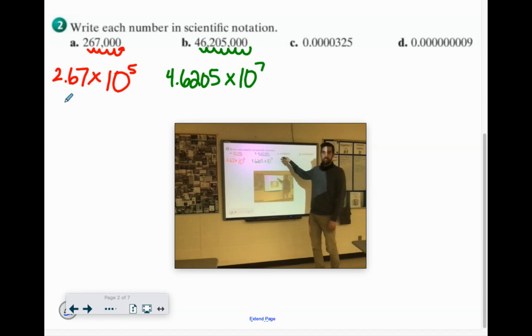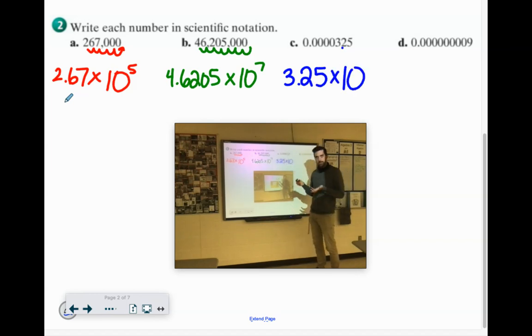Now look at this one. You serious right now? Look how small that number is. So I know that's going to be a negative exponent. I know the decimal's going to have to go there. 3.25. Now, you can count the decimal spots or just count the zeros in front of it. 1, 2, 3, 4, 5. 10 to the negative 5th. Easy as pie. Or you could say, oh, well, let's move it 1, 2, 3, 4, 5 places.